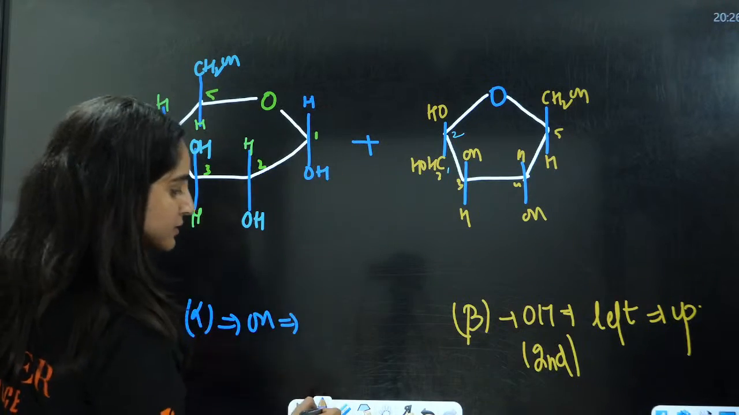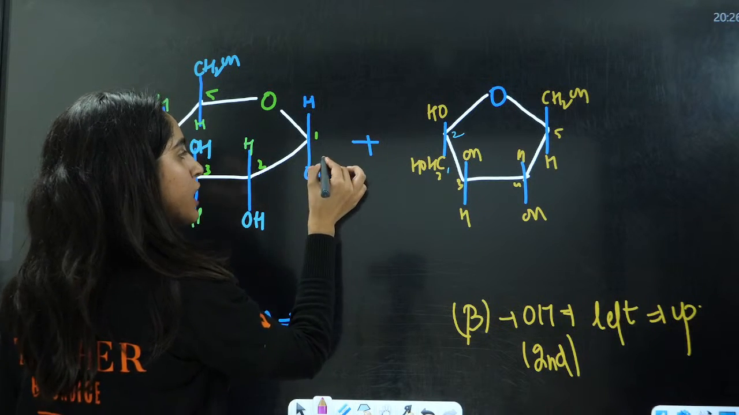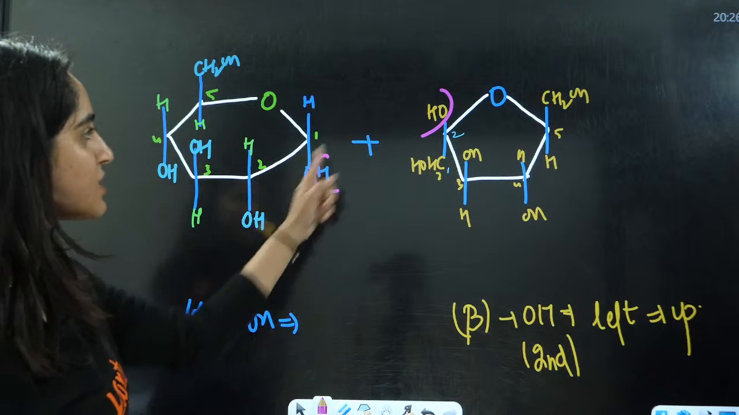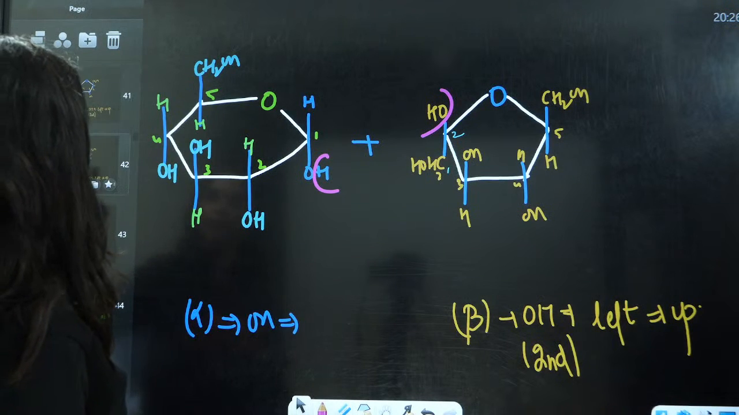How am I going to eliminate this? This is the OH here. Hydrogen from this side, oxygen from this side. That's it. Just link this accordingly. What we are going to have here, everybody, is this.